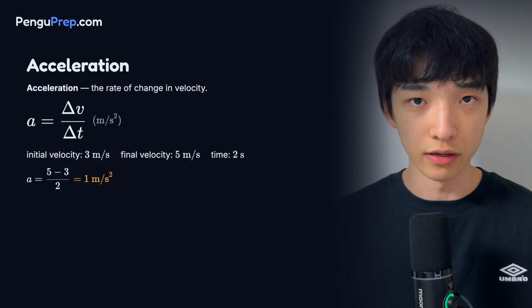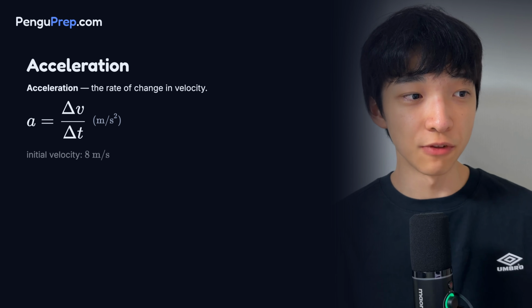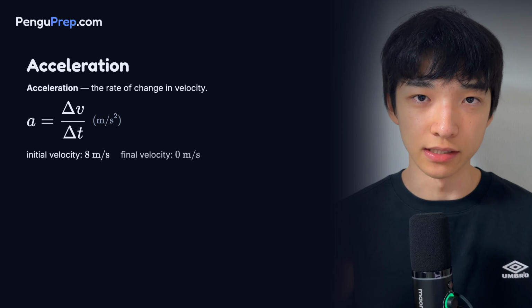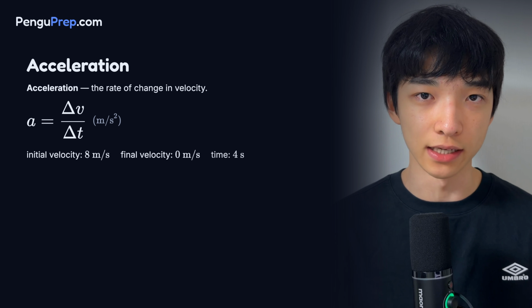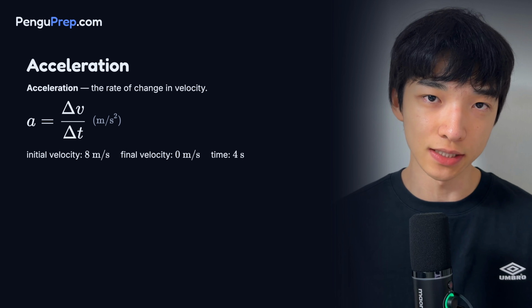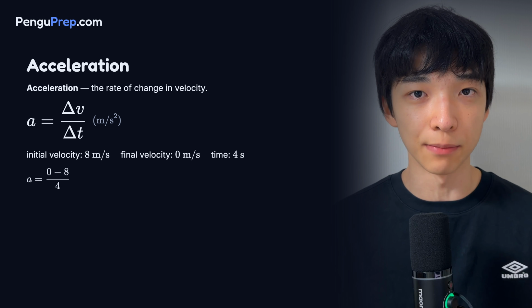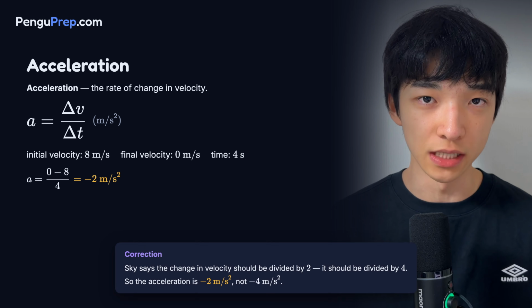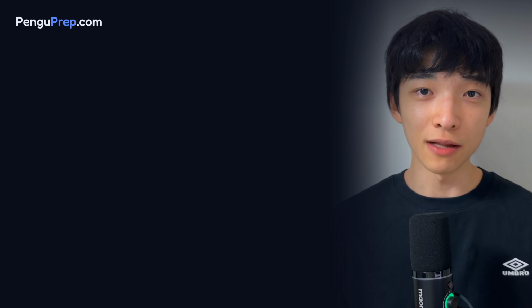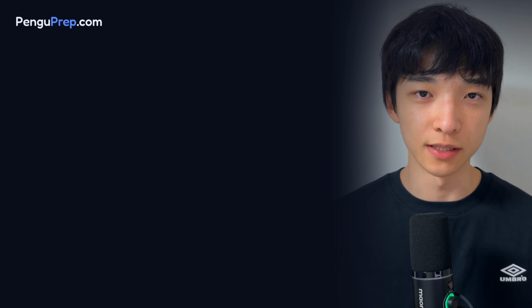Let's try one more example. If an object's velocity decreases from 8 meters per second to 0 meters per second in 4 seconds, then the object's acceleration during this time is going to be 0 minus 8 divided by 4, which is -2 meters per second squared. Now I want you to apply everything you learned onto these problems. Pause the video and try them yourself.